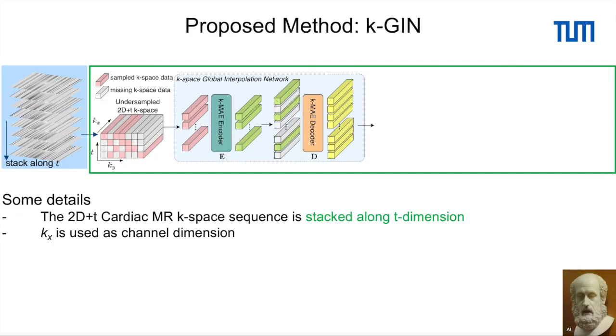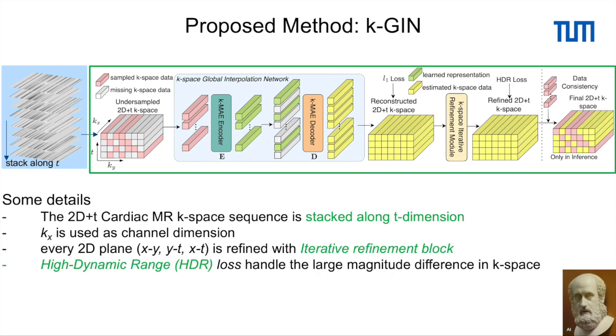They stack the 2D plus T cardiac MR sequence along the T dimension. They then feed the sampled data of the MR sequence to k-IRM, in which the rich representation of them is learned and the missing K-space points are interpolated. Further, they implement an iterative refinement block to refine the K-space iteratively, in which every 2D plane is refined gradually. They also apply the high dynamic range loss to handle the large magnitude difference in K-space.